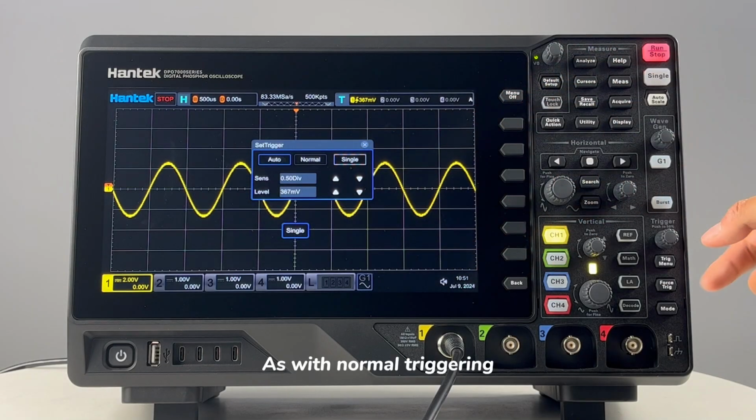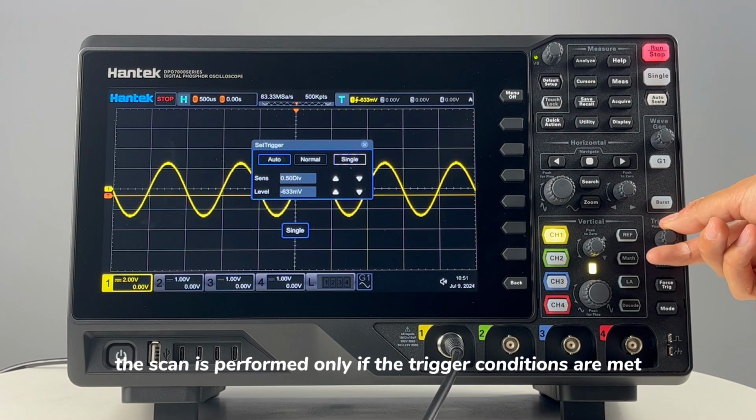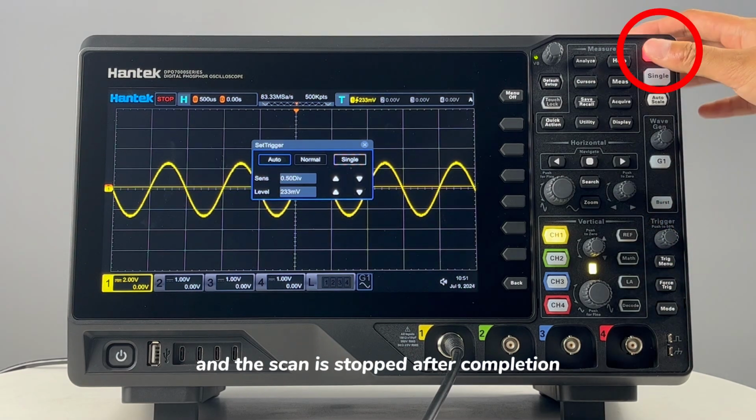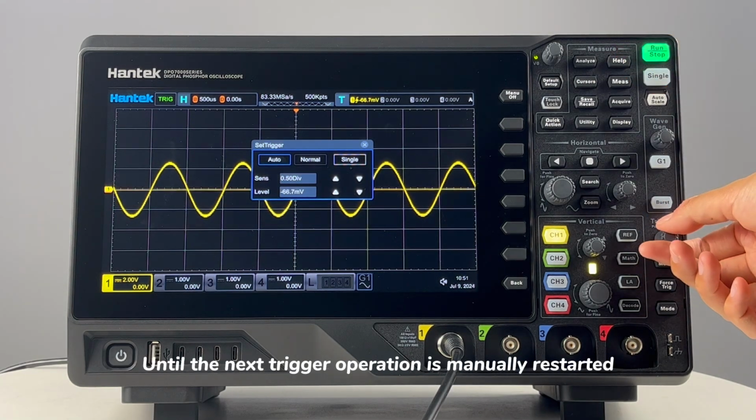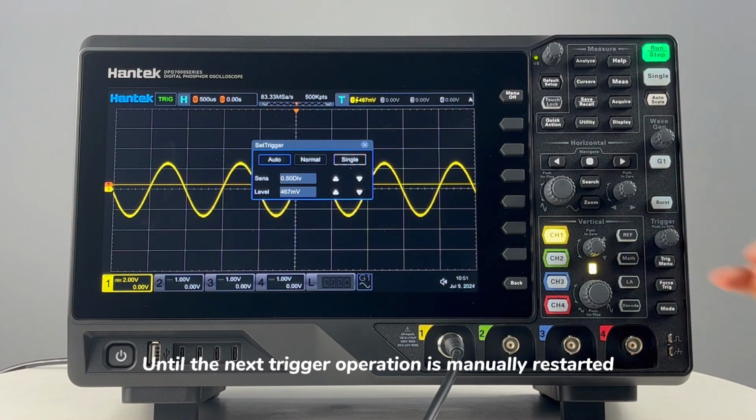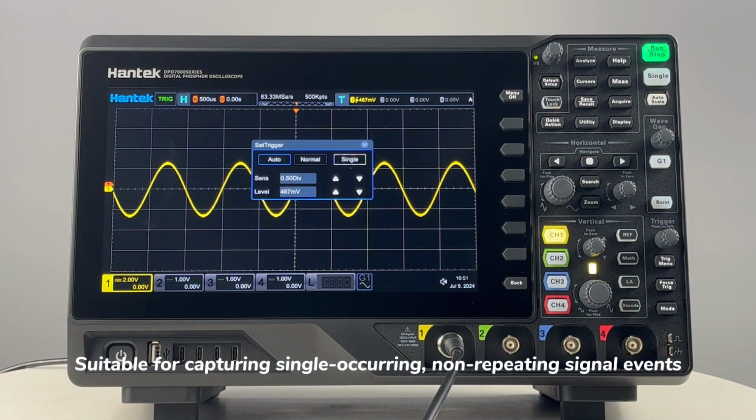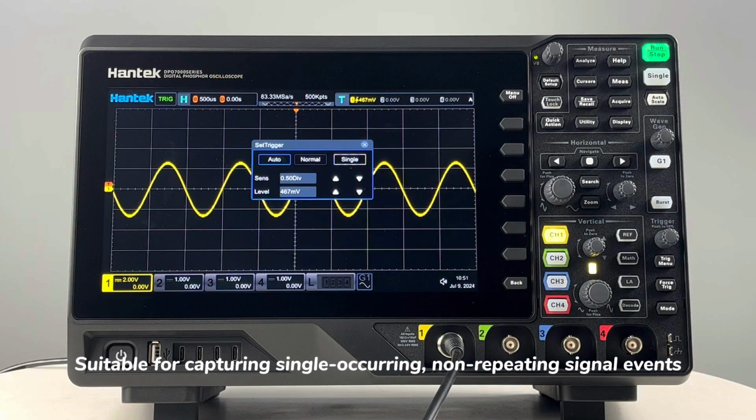Single. As with normal triggering, the scan is performed only if the trigger conditions are met, and the scan is stopped after completion until the next trigger operation is manually restarted. It is suitable for capturing single-occurring, non-repeating signal events.